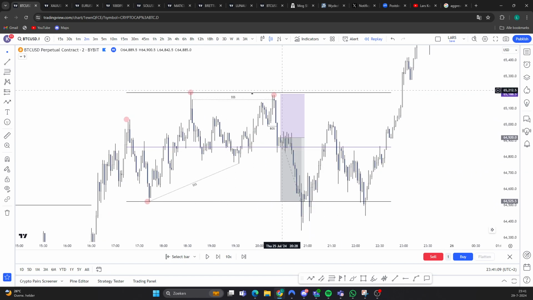So we got the distribution, we got the confirmation. You could have made 1.4%. That's a step closer to your 10% weekly goal. In general, 1% a day keeps the day job away, right?